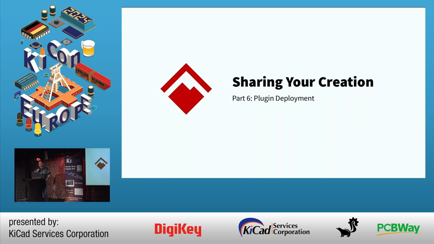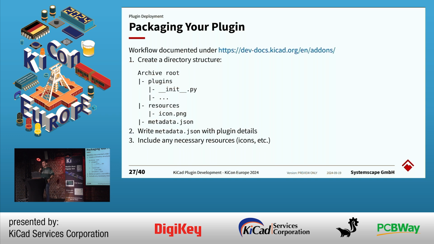Now we want to share it, to upload it to the plugin and content manager. So how do we do this? The workflow is really nicely documented under devdocs.kicad.org/n/addons. Basically, you have to have a repository, and inside of it you have a plugins folder, resources, and metadata.json. Inside this metadata.json, you put in some details about the plugin which are needed so you can contribute it. And of course, you should add an icon.